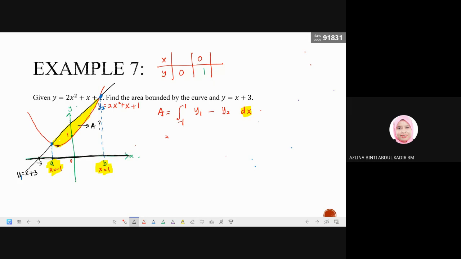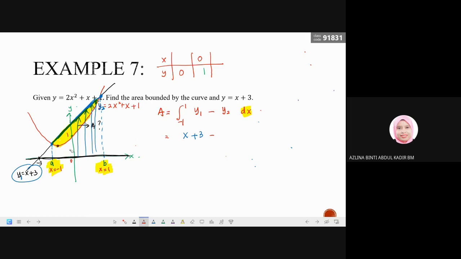Ni x-axis. Jadi y1 tu adalah function yang paling atas. Paling atas daripada x-axis. Nampak tak saya buat anak panah ni? Yang paling atas daripada x-axis adalah ni kan? Ni. Yang ni kan? Yang biru ni. Yang paling atas adalah straight line. So that's why lah y1 kita adalah x plus 3. So saya tulis sini. X plus 3. Ini adalah y1. Okay, minus dengan y2. Which one is y2?